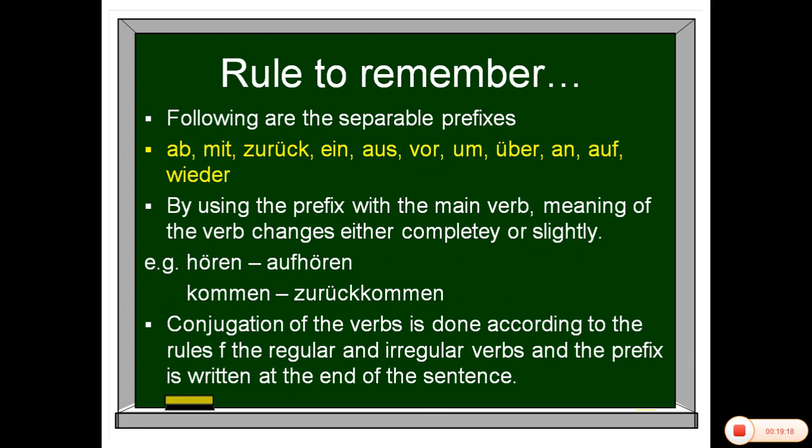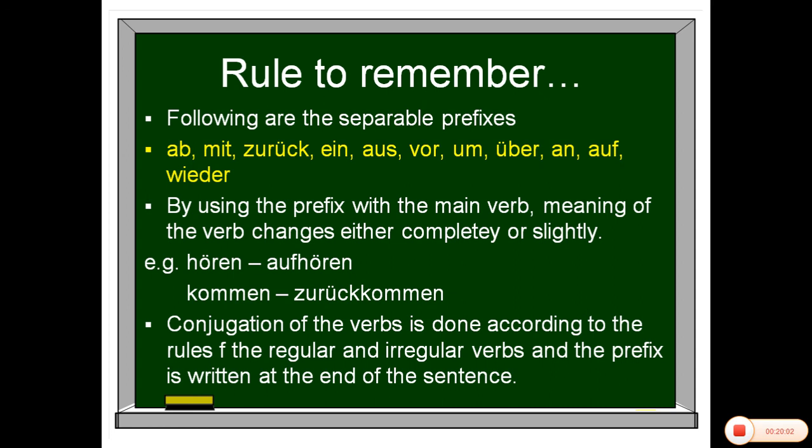But see, not all prefixes will be changed. Okay, not all, what I mean by that is, not all prefixes have their own meanings. Now, mit has the meaning with. Zurück means back. But ein, for example, symbolizes getting into, like einsteigen. Einkommen is actually to come in. So get into can be said. Into. Aus is always out of something. So like ausgehen, to go out.